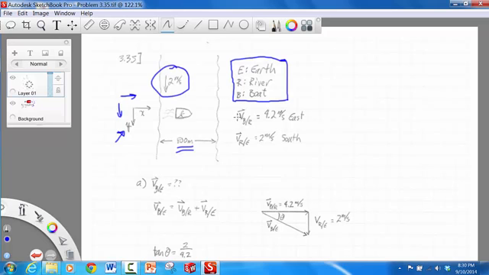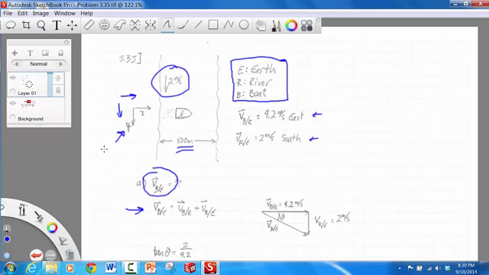And what they tell me is the velocity of the boat relative to the river is 4.2 meters per second east, so I put that here. And the velocity of the river relative to the Earth is 2 meters per second south, that's what I put here. Okay, so the first part of the question is what is the velocity of the boat relative to Earth? So that's what I want, and I think this is the hardest part of the problem right here.